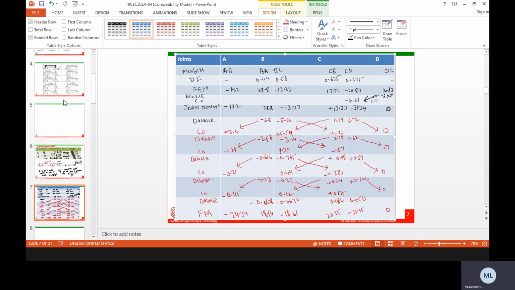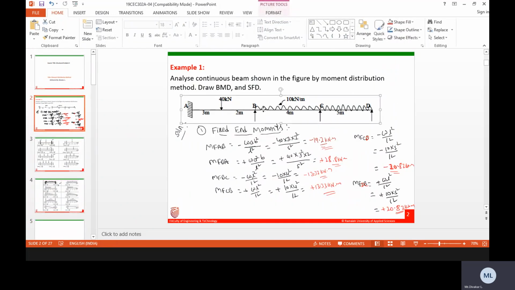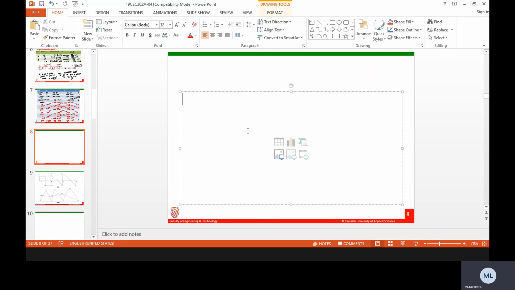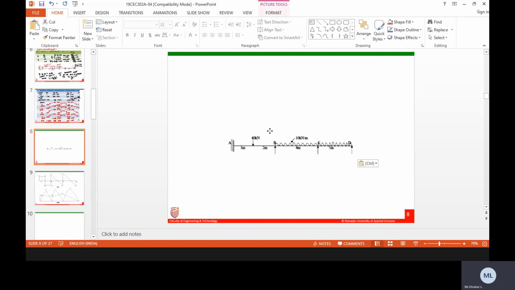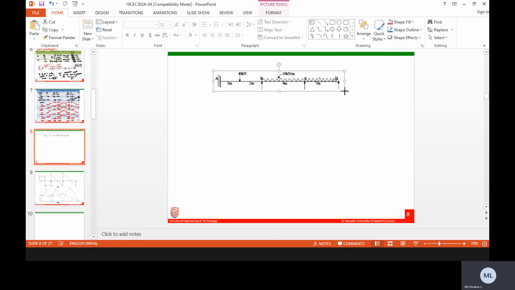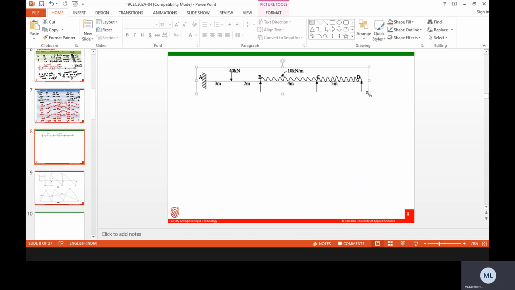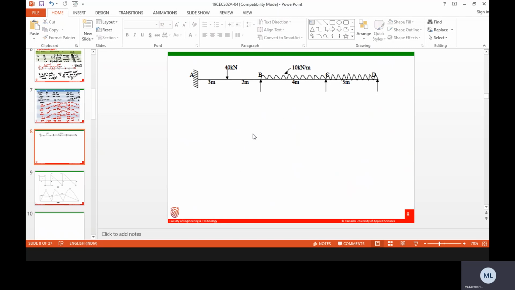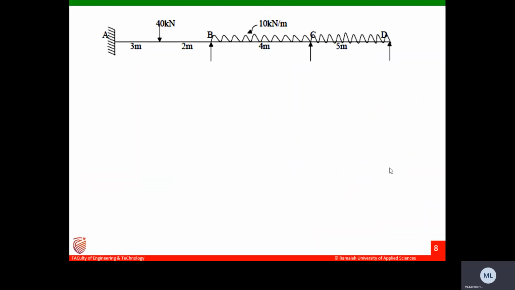Next, let us take the real beam. Let us take the real beam here. Yeah, let us take the real beam. So this is a real beam, and this is a real beam here. So it is a real beam. Okay. Now what I have to do?